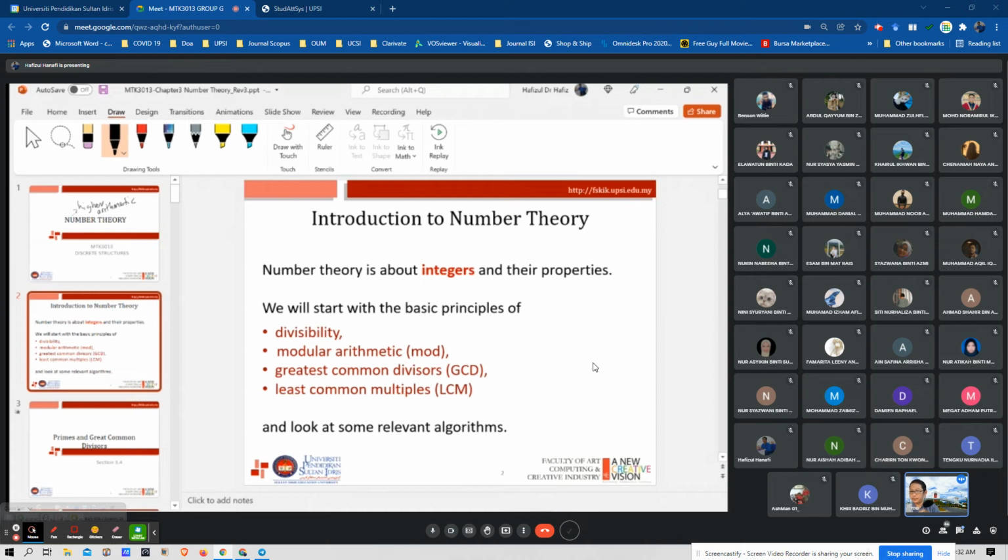This is about integers and their properties. Number theory is about the integers and their properties, and then we will start with the basic principle of divisibility, and then we take up modular arithmetic, or sometimes we call it mod. And then we have the GCD, greatest common divisor, and then least common multiple, LCM. And then we take a look at some relevant algorithms appropriate to number theory.